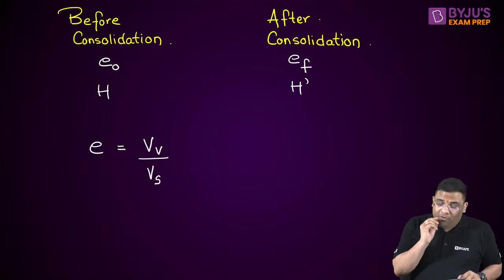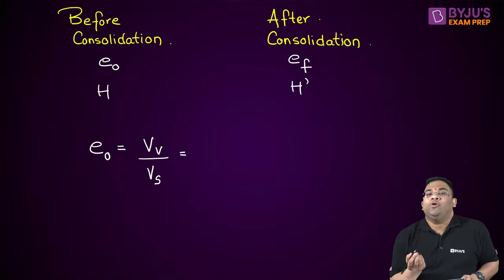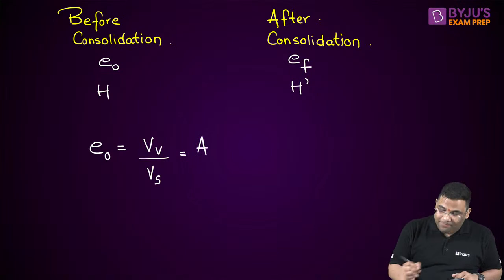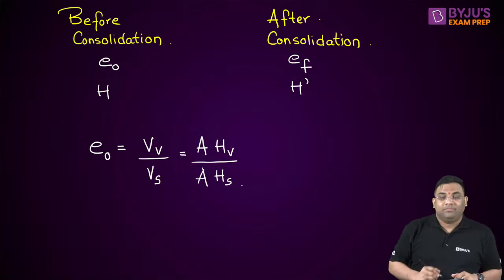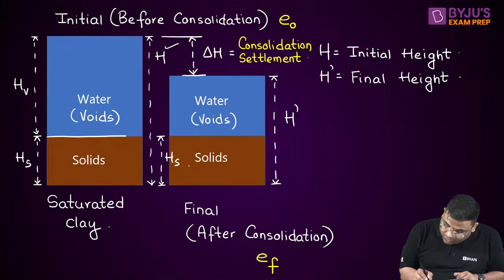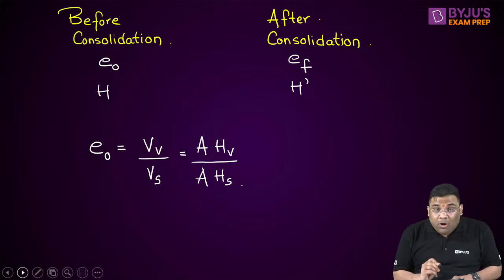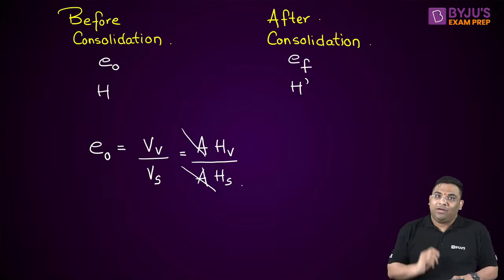Yes. Now, if you are finding e naught, volume is area into height, right? So I can say area of the voids into height of voids by area of the solids into height of solids. Now see from the diagram, the area for voids and solids is the same, only the heights are different. So e naught will be, cancelling this area, the height of voids by height of solids, right?